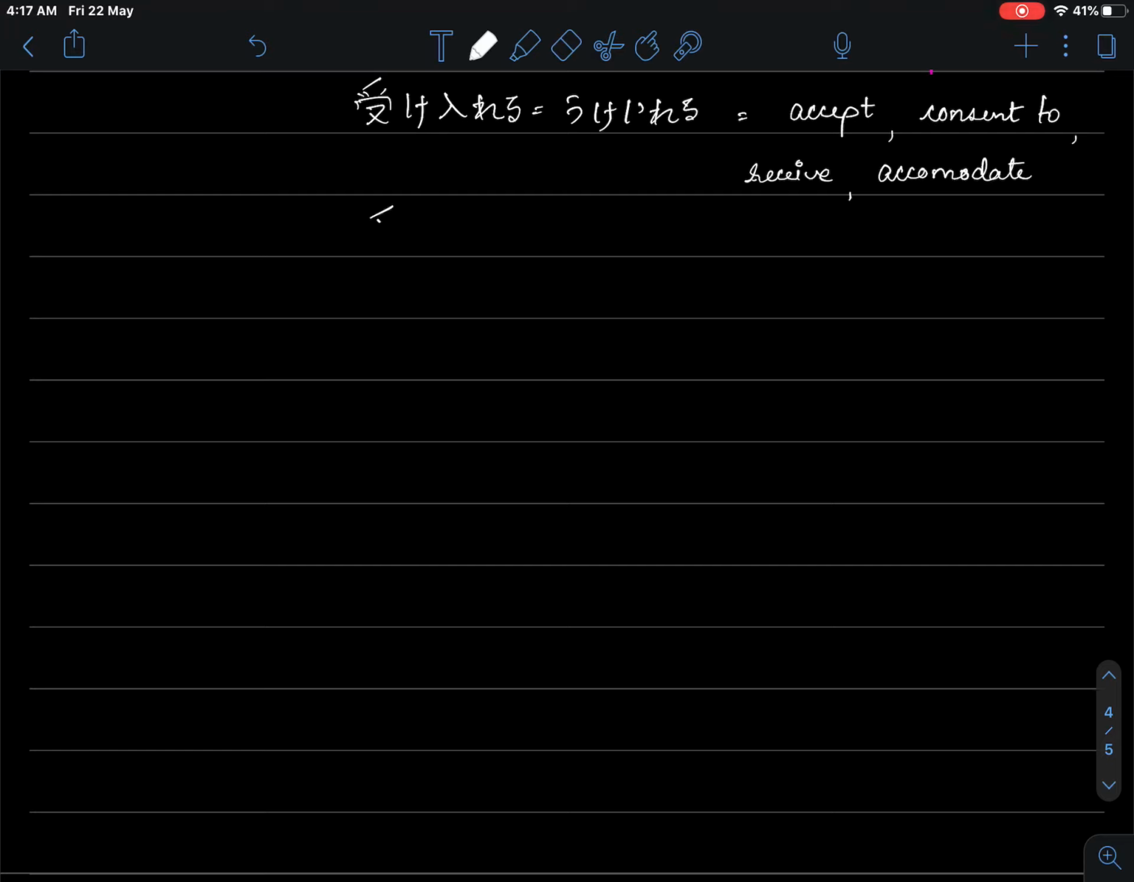Now this is a word that you're going to come across fairly often. This is read as uketsuke. Uketsuke, which is simply receipt, or sometimes even the reception desk.